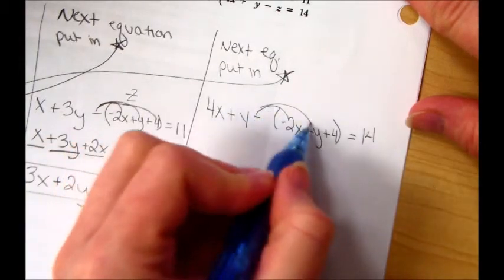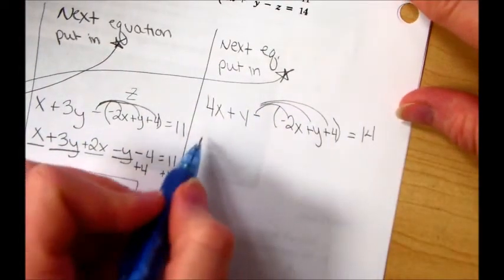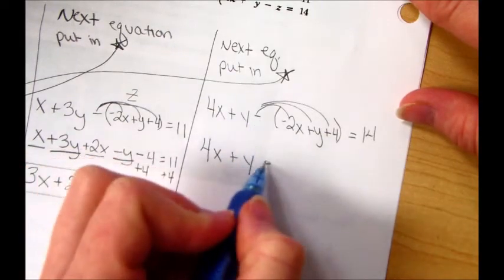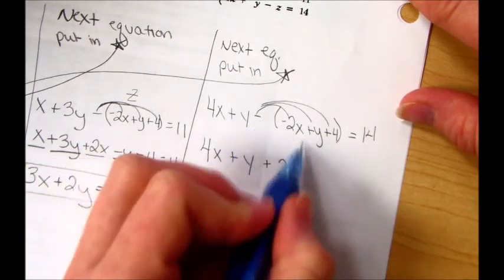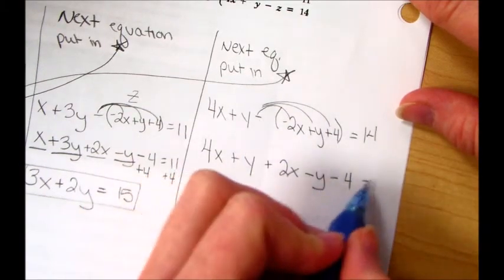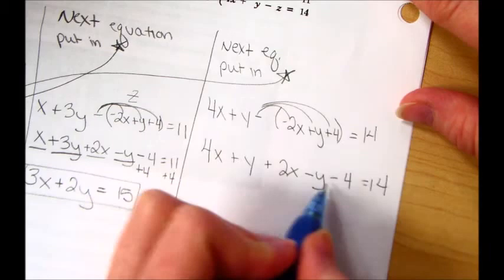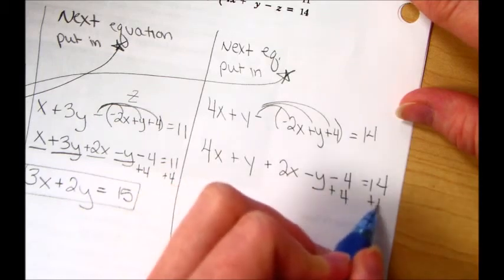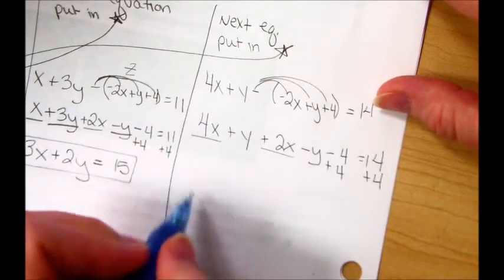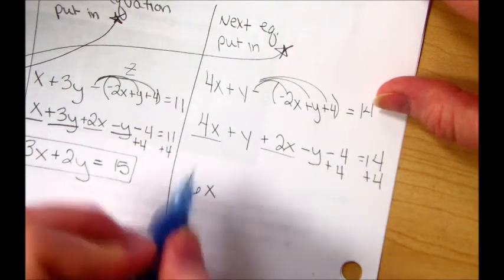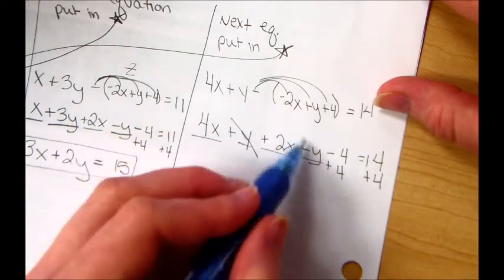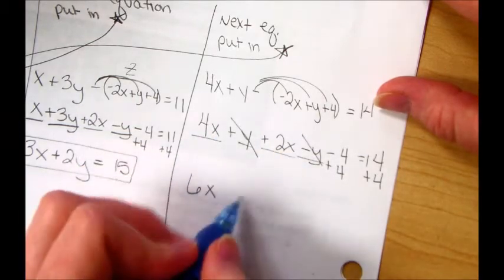Distribute in. Again, we just took out z. This is 4x plus y. Negative times a negative is a positive. A negative times a positive is a negative. A negative times a positive is a negative. Add the 4 over. Combine your like terms. 4x and 2x make 6x. y minus y. Oh, that's kind of nice. Those actually cancel out. Very rarely does that happen.